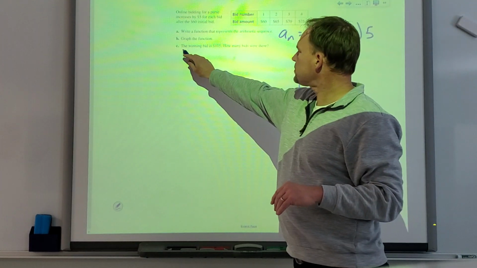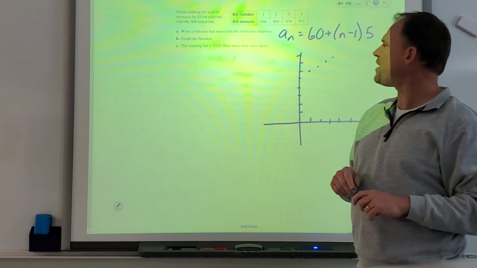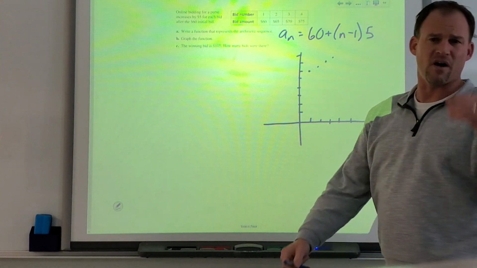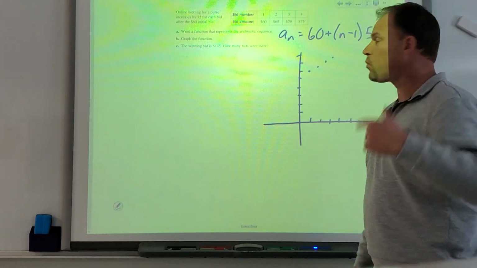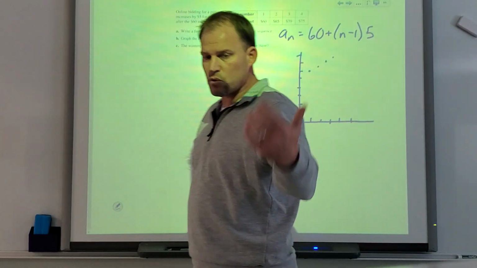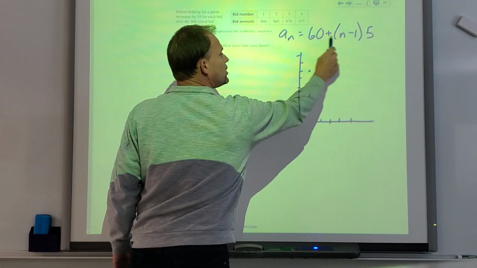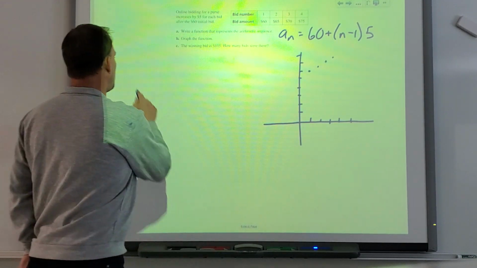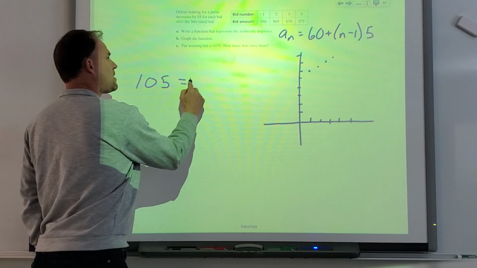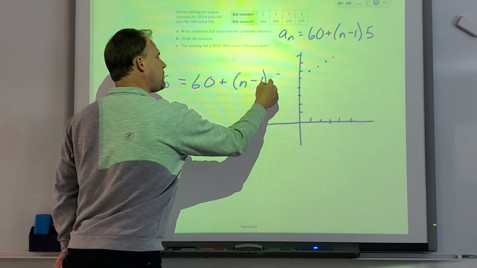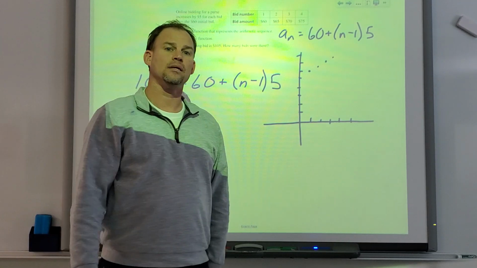And here, it says the winning bid is 105. How many bids were there? If you wanted to, you could plot this out till you got to 105, but that's just ridiculous. So the way that you work this out, it tells you the winning bid is 105. So we're going to take my equation and set it equal to 105, because I want to know what n is. I'm going to work backwards to find n.